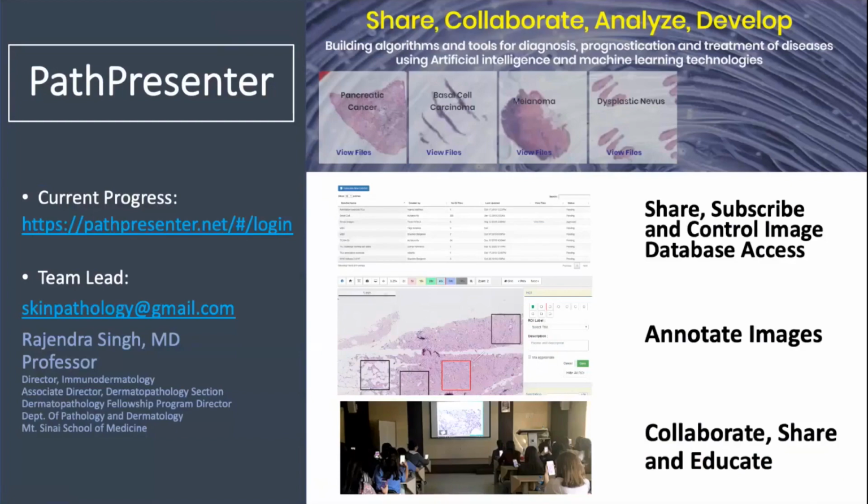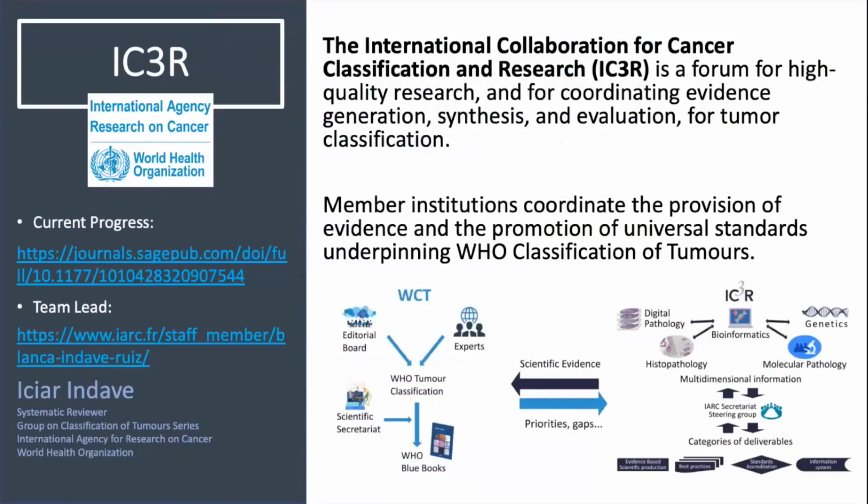The last project I want to outline is the IC3R, which is an international collaboration for classification research for tumors. However, in speaking with the team lead, Isia Indave, one element that we at least conceptualized was whether we could test this for COVID-19. Now, the infrastructure is currently just being proposed. I think you can find her under the team lead link here. And in case you're interested in test driving this evidence-based infrastructure, I would definitely recommend looking here.